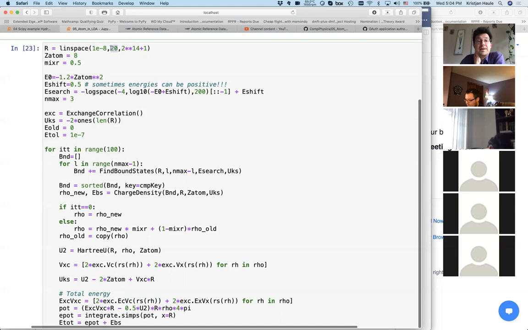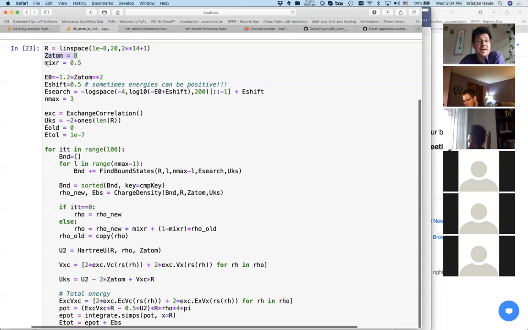Then the number of points that I took is 2 to the power of 14 plus 1 in the R space. So it's a relatively large number of points, but we know that Numerov is pretty fast. So even for these 10,000 points, it's almost instant. I'm currently solving this for oxygen because Z is 8.